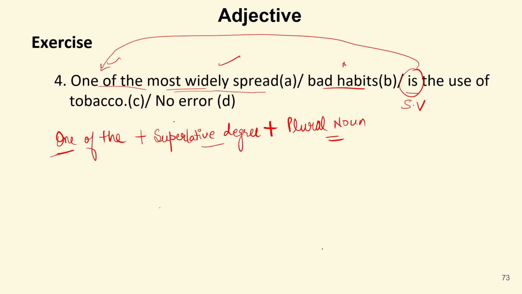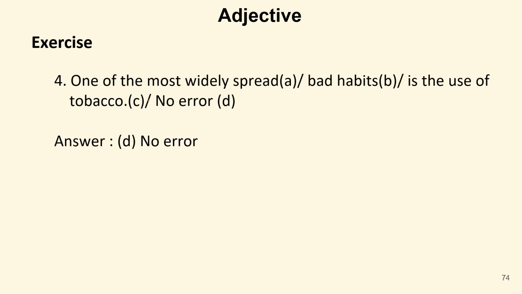So in this sentence, everything is correct. So our answer will be D. There is no error. The sentence is absolutely correct. So here we have no error in the sentence.